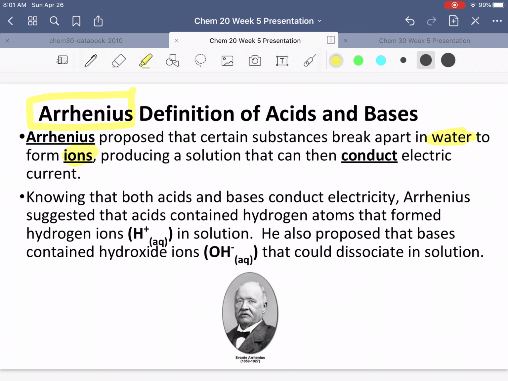Now, how did he know that ions were formed? Because the solutions that were made were able to conduct electricity. I mean, you can show that in a variety of ways. Back in the day, they would have honestly been able to put electricity through and get a light bulb to light. So that's a pretty cool deal.